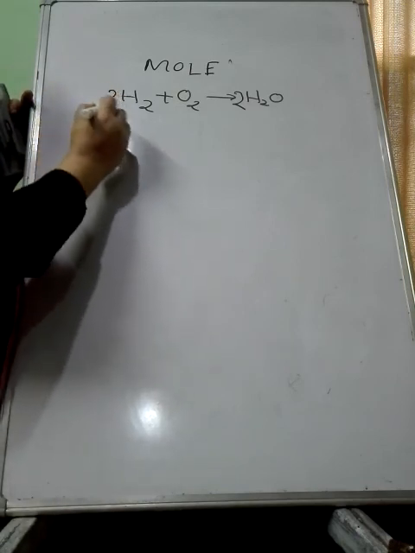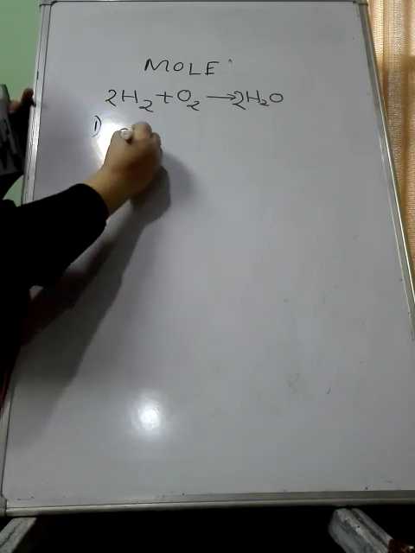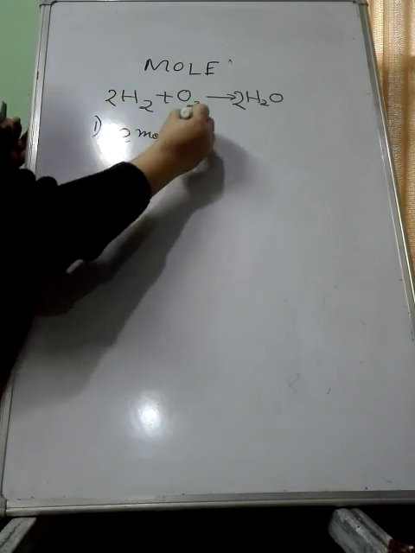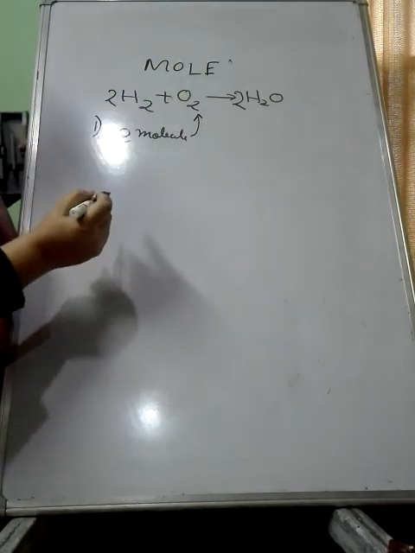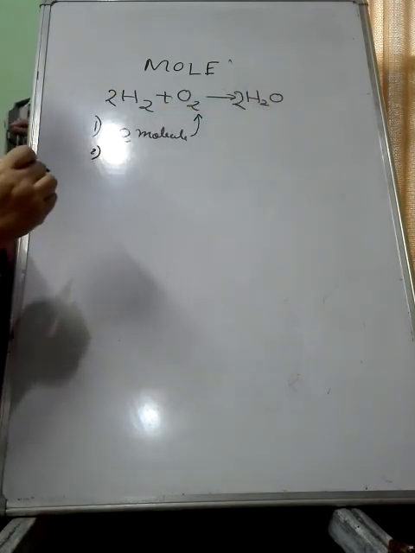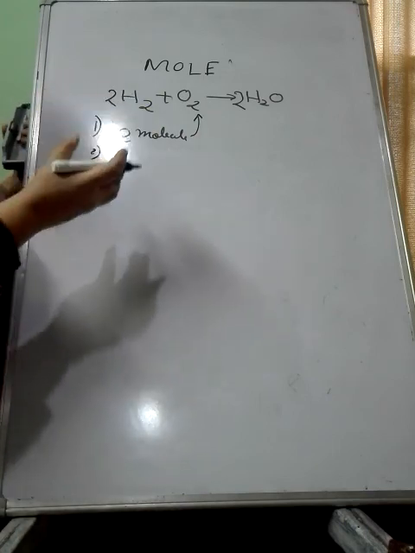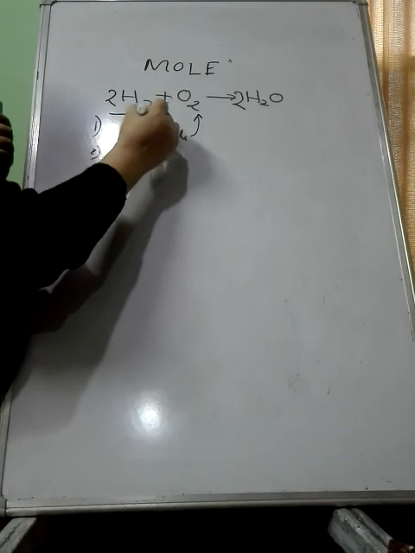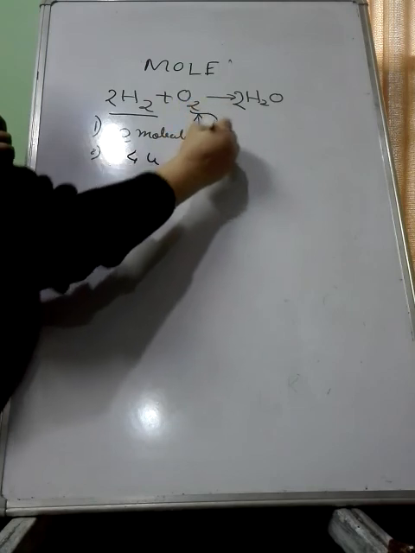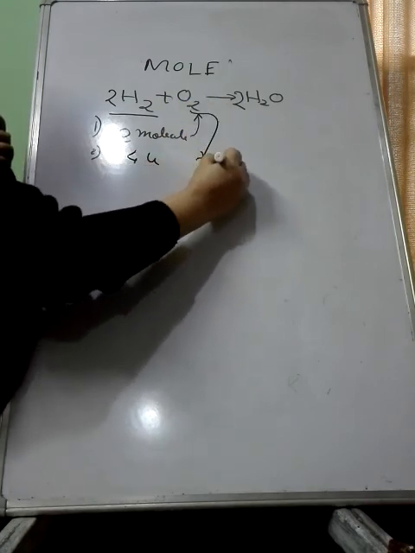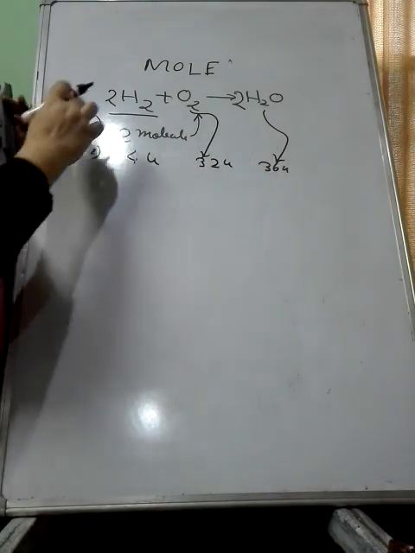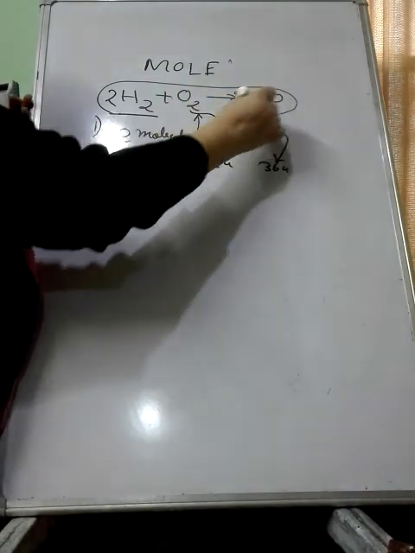We can say that two molecules of hydrogen combine with one molecule of oxygen to form two molecules of water. Or another expression will be on the basis of mass. As you know, the molecular mass, atomic mass, all this. So what is the mass of these two molecules of hydrogen? That is 4u. What is the mass of this oxygen molecule? 32u. And what is the mass of these two molecules of water? 36u. So we can express this particular equation in two ways.